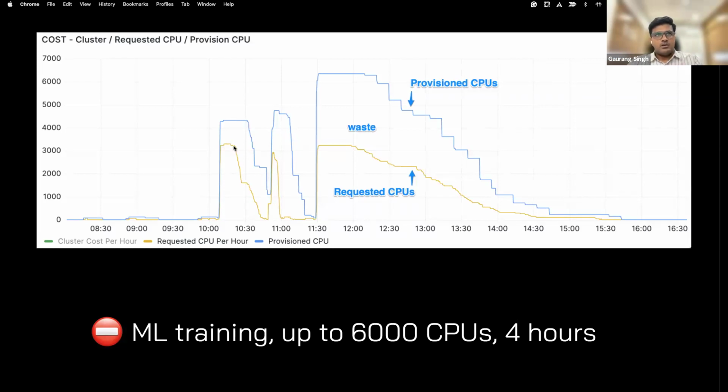The application started using less and going down, but your provisioning went down very, very late. So almost a 40-50 minute late response. And the same happened here, which is a very, very huge delay in the response in terms of downscaling, right? What is the result? The result in this graph is we wasted 6,000 CPUs for 4 hours. That's the waste we generated in this particular graph, right?